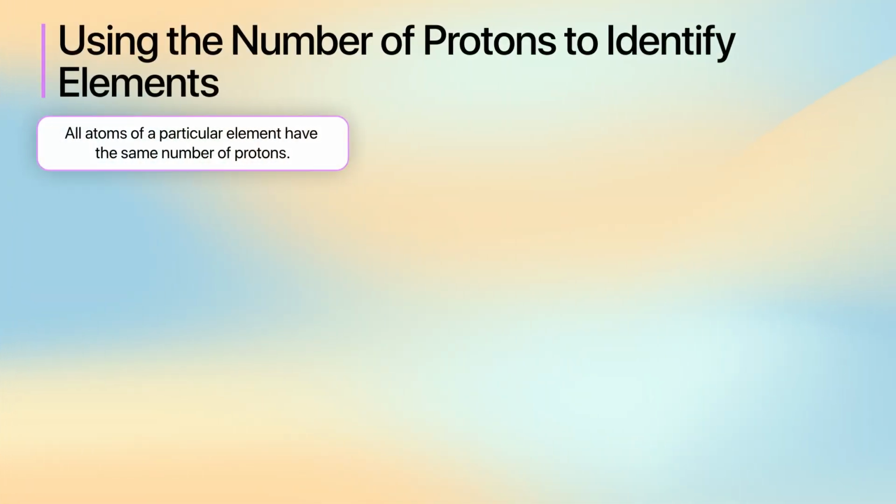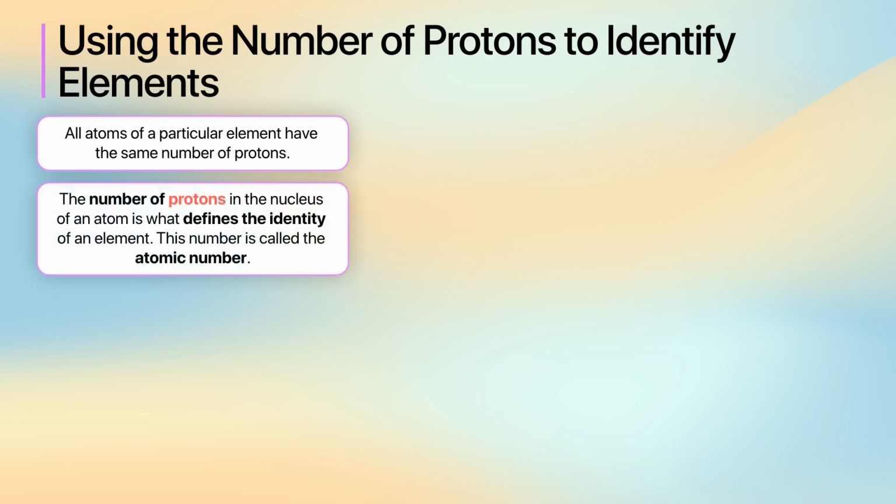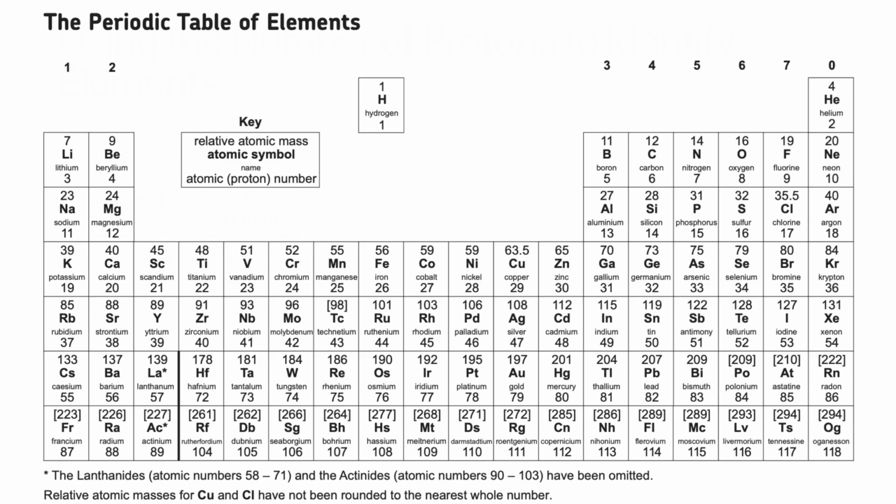All atoms of a particular element have the same number of protons, and it is this number of protons in the nucleus that defines the identity of an element. This number is called the atomic number. We can find the atomic number of different elements by looking at the periodic table. This is the copy of the periodic table which you will be provided with in your exam, and we can find the atomic numbers at the bottom of each element.